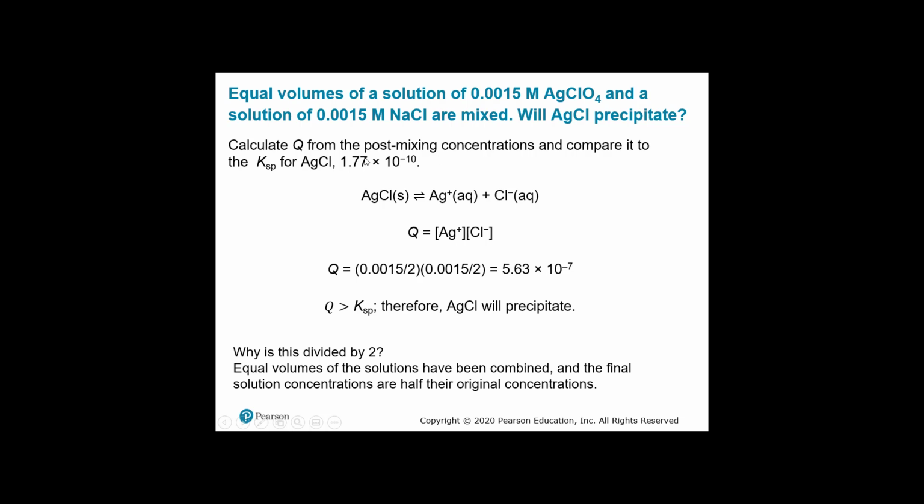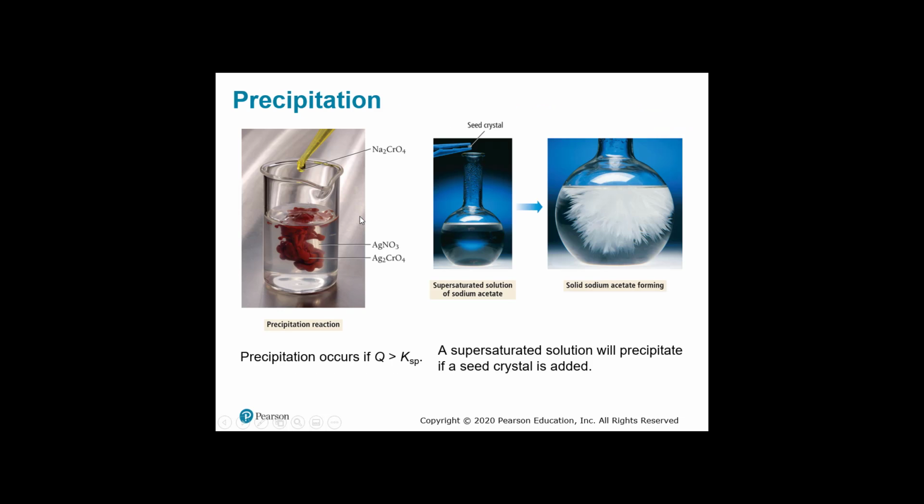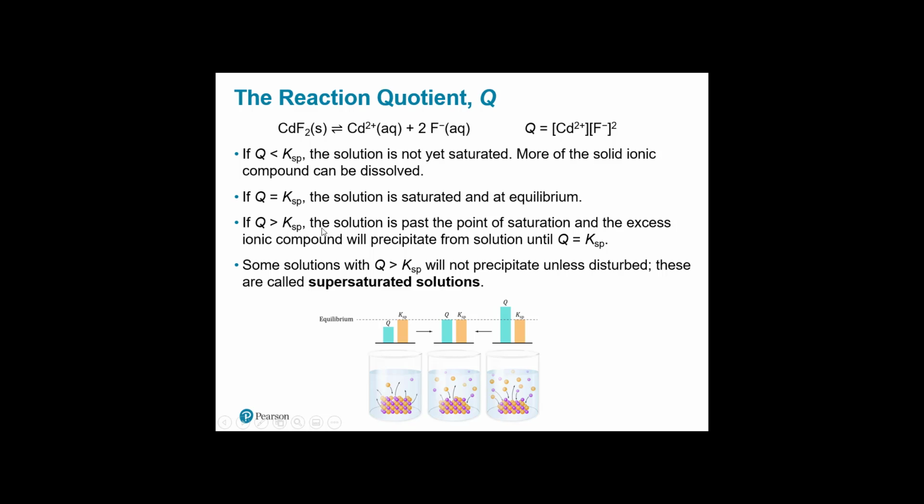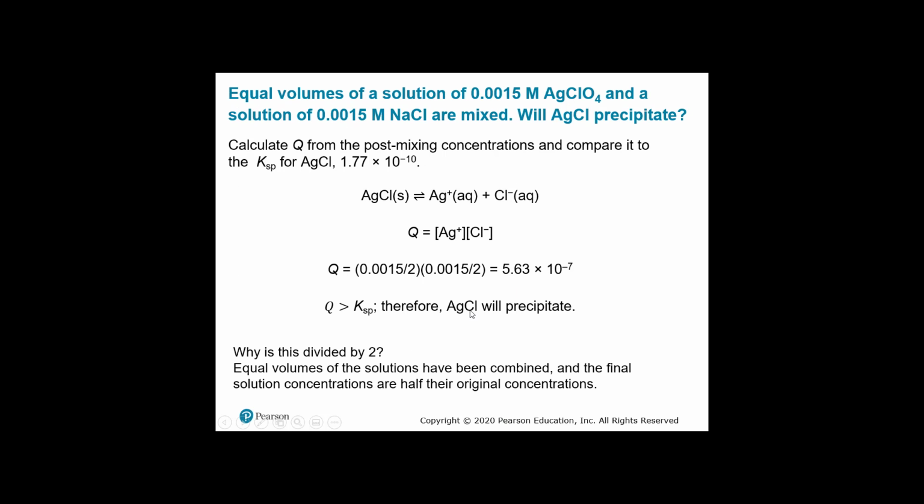So now we take this, we look at the KSP, and KSP has a smaller value than Q. That means that Q is greater than KSP. So what does that mean? If we go backwards, the solution is past the point of saturation, and the excess ionic compound will precipitate from solution. So it's saturated, and the rest of it is now going to precipitate out because it can't stay in solution, until it actually gets back to equilibrium, and then it'll stay at that. So that is one reason why we divide by 2.